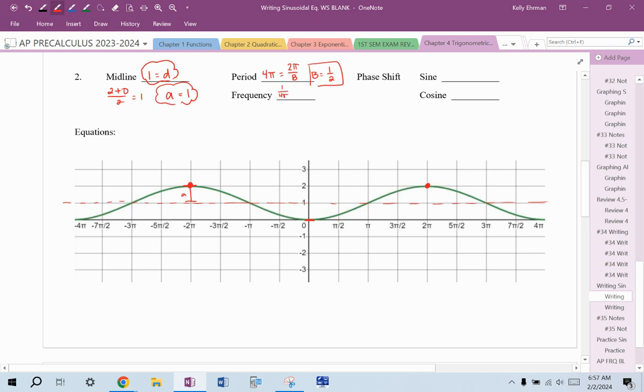What about the phase shift? So I marked off a cosine curve to begin with, so I'm going to start with cosine. Now this cosine curve would normally start on the y-axis, so it's gone left 2 pi units. So that would equate to a c value of plus 2 pi.